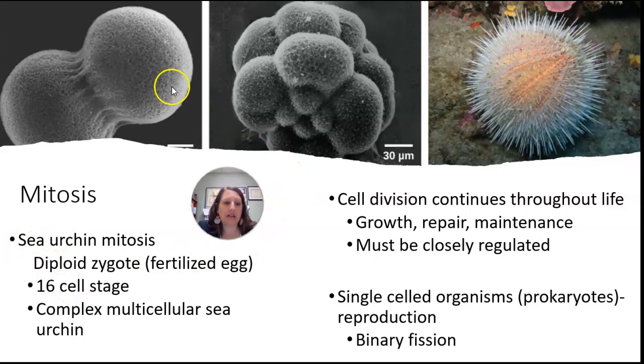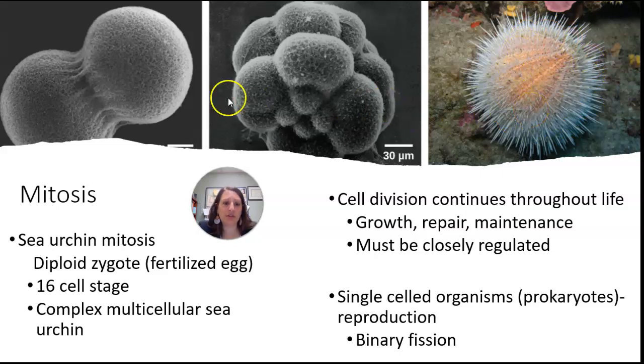So again, this was a zygote, right, diploid zygote, dividing into 2 cells. And then this again is the ball of cells, which is called the 16-cell stage. And then lastly, we have our multicellular sea urchin here.